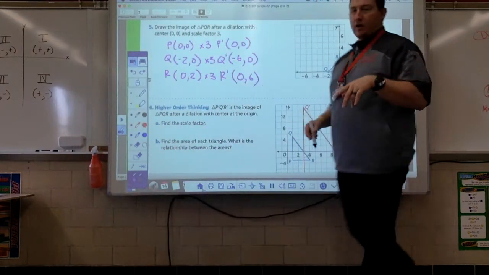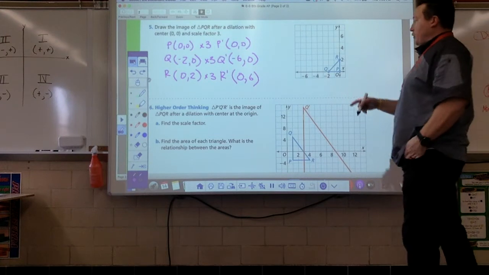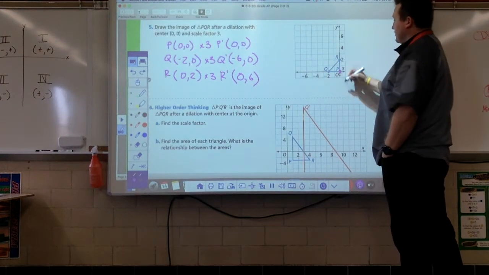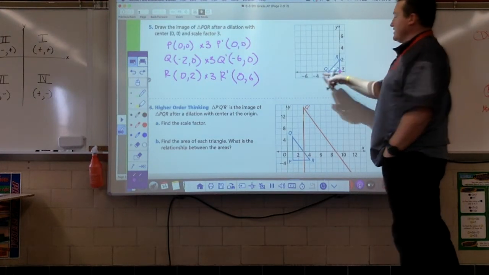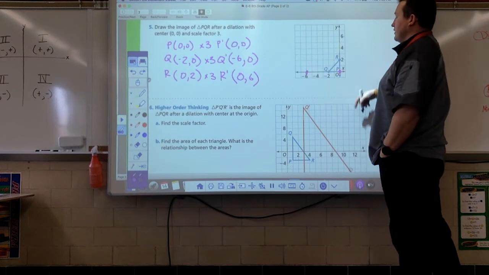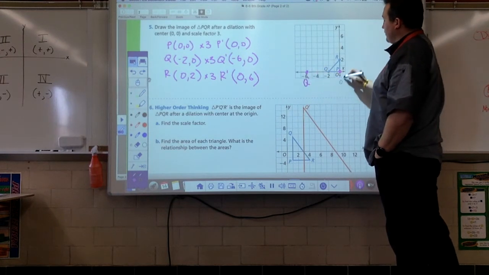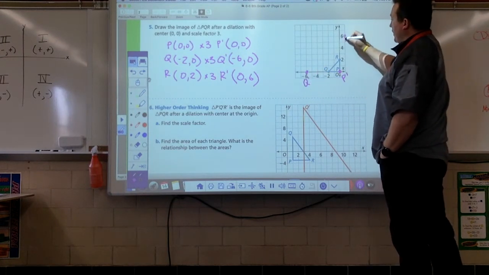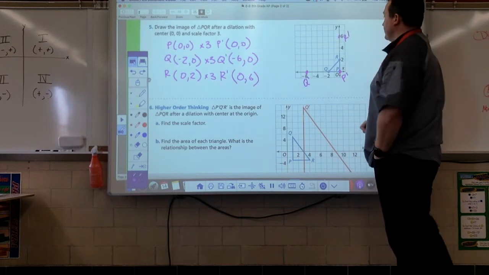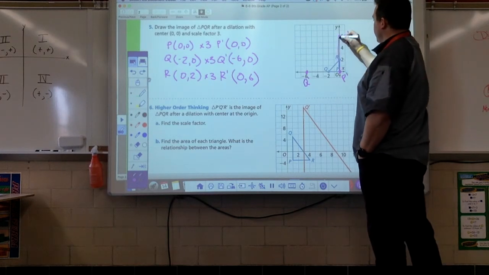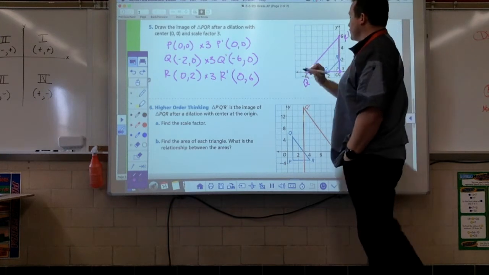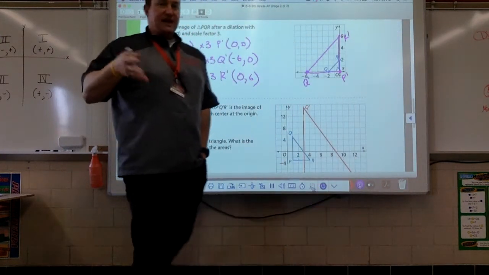Okay, now we just got to plot our points, draw our triangle. So point P, still right here at the origin. Point Q, now it's at -6, 0. Here's P prime. R prime, all the way up here at 6. Okay, there's my new triangle, right? It is 3 times bigger.